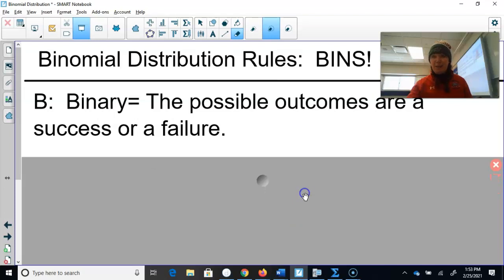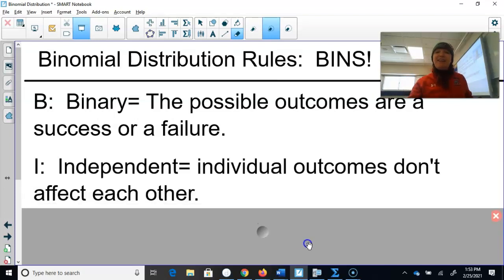I stands for independence. That means each individual outcome doesn't affect the others. So if you make the first basket, that doesn't affect if you're gonna make the second basket. If you flip a coin and you get heads the first time, that doesn't affect if you get heads the second time, okay?